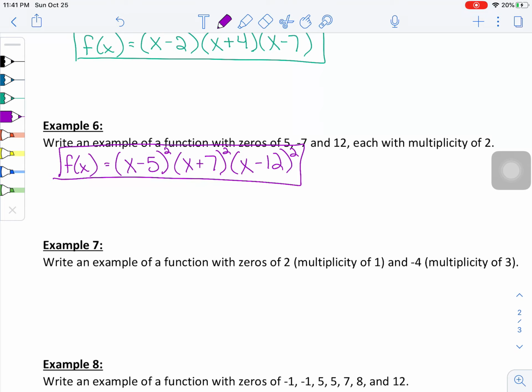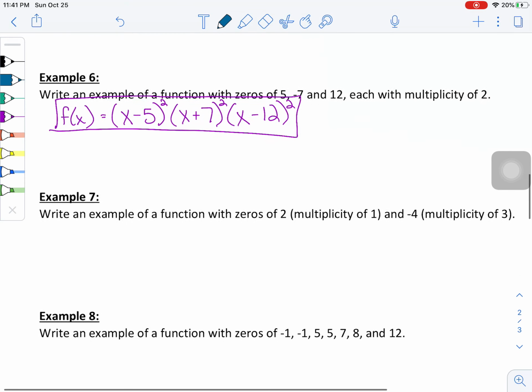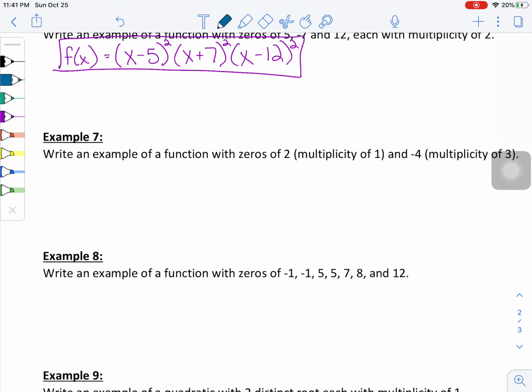Absolutely do not multiply this out. There is no reason to. There's nothing in the directions that tell you to, so don't bother. Don't do it.